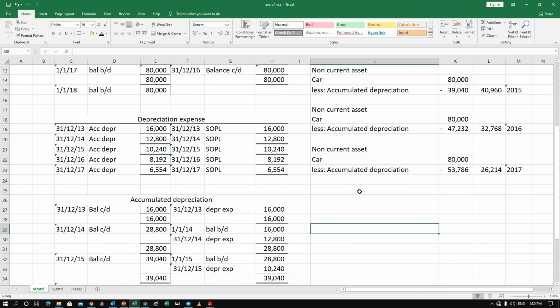So you have another topic which is the disposal and revaluation, also the disclosure of the non-current asset.